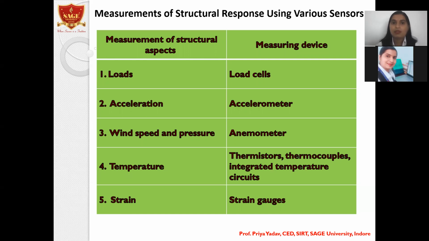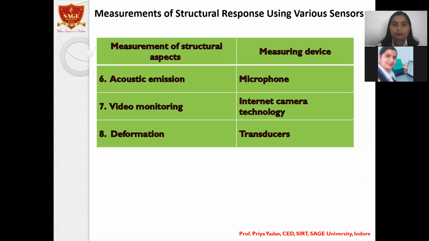In the first column, measurement of structural aspect. In the second one, measuring device. First is load. The measuring device is load cell. Second one is acceleration. The measuring device is accelerometer. Third one is wind speed and pressure. The measuring device is anemometer. Fourth one is temperature. The measuring devices are thermistors, thermocouples, and integrated temperature circuits. Fifth one is strain, and the measuring device is strain gauge.